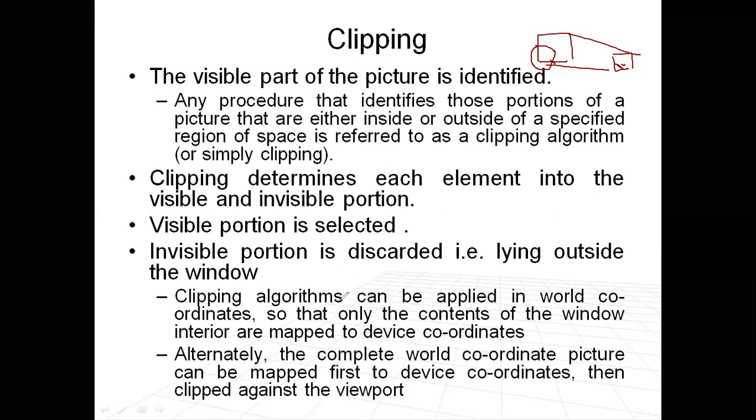That is, clipping algorithms can be applied in world coordinates, so that only the contents of the window interior are mapped to the device coordinates. That is, we do the clipping here and after that map it onto device coordinates. Alternatively, we can map the complete world coordinate picture onto the device coordinates and after that do the clipping against that viewport. So that is the two step procedure, and any one alternative can be used. Okay, so that is the clipping.